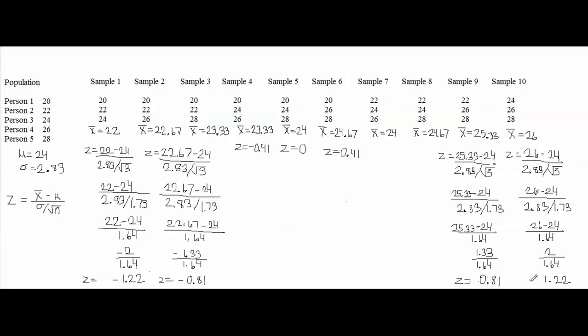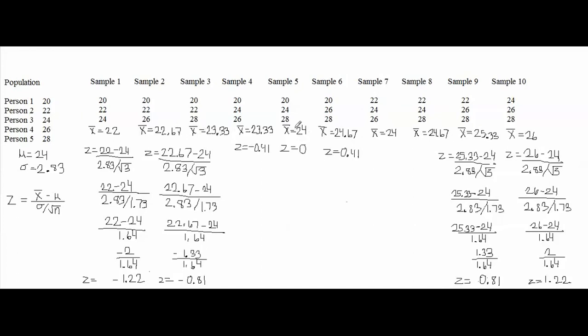So when the sample mean equals the population mean, z is 0. When the sample mean is below the population mean, z is a negative number. When the sample mean is above the population mean, the z-score is a positive number. And when the sample mean is further away from the population mean, then the z-score gets further from 0.